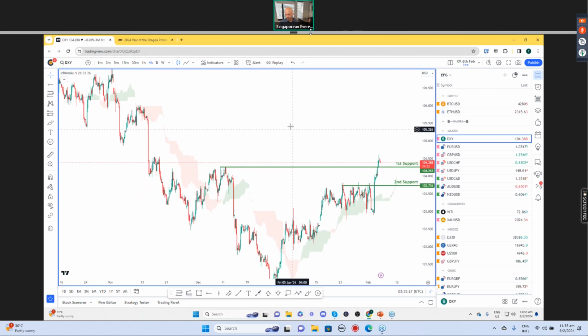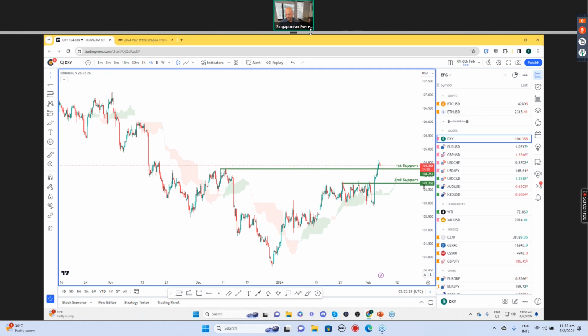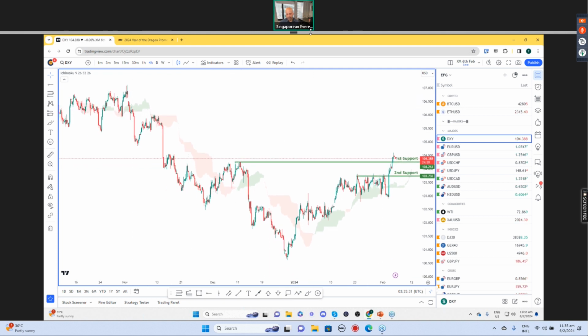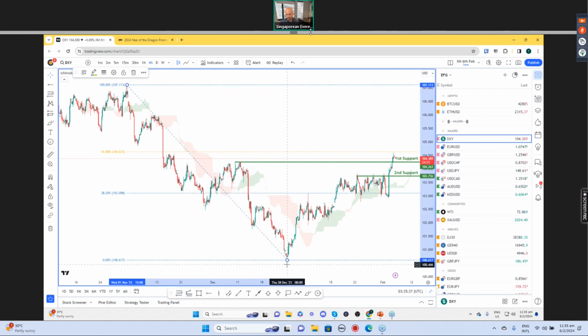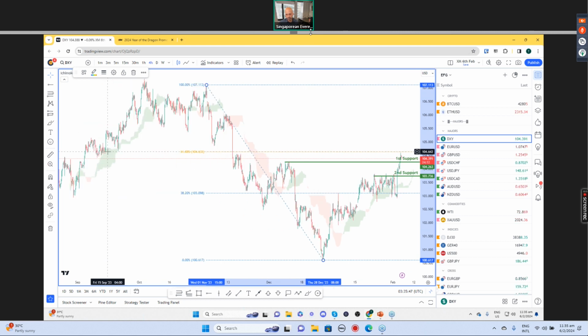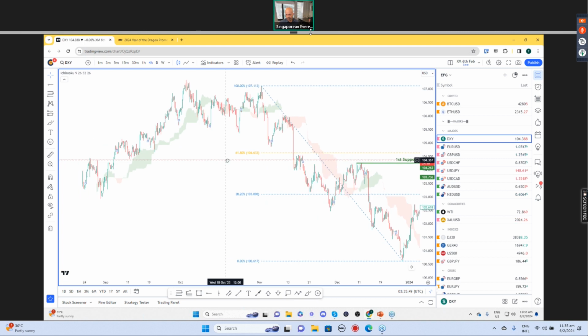Right. So when we look across here, if we zoom out a little bit, we can try to do a Fibonacci retracement from here. This swing high on 1st of November going down to this low here, 20th of December. We can see that price ran into resistance quite close to where the 61.8% Fibonacci retracement is. So this does look like a pretty significant resistance area.